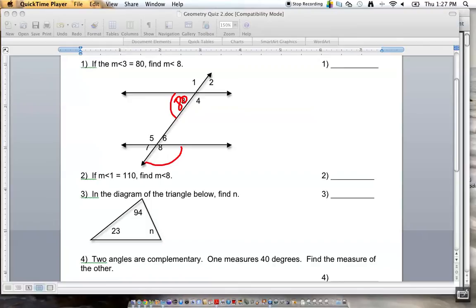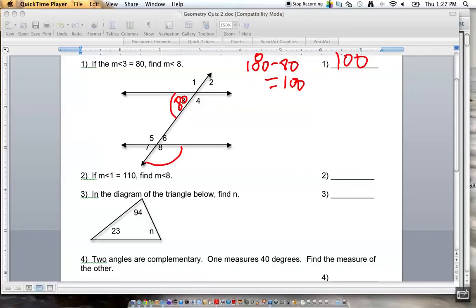Now let me think about why. What does acute mean? Acute means less than 90. What does obtuse mean? Between 90 and 180. So if you got one that's less than 90 and the other one's more than 90, when you add them up, you ought to get 180. So 1 acute plus 1 obtuse has to add up to 180. This is acute, this is obtuse. 180 minus 80 is 100. So the answer to number 1 is 100.